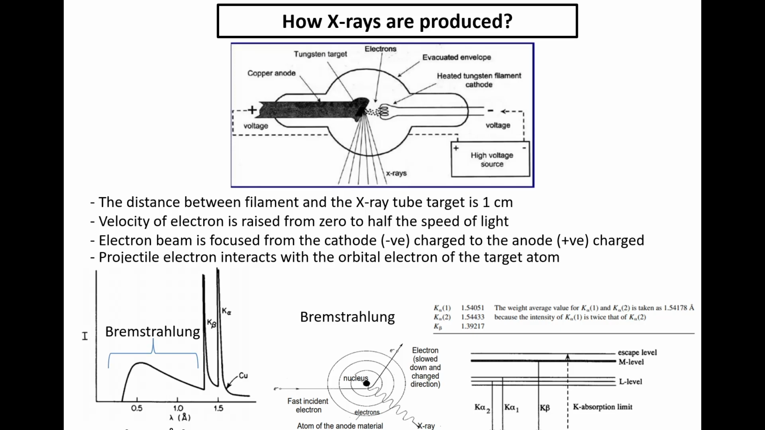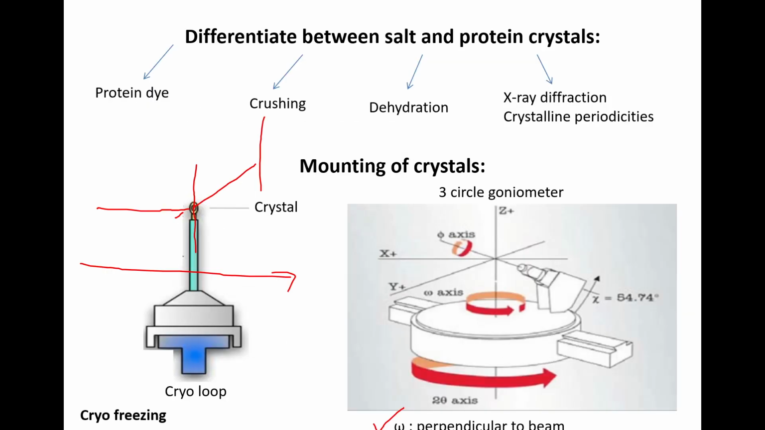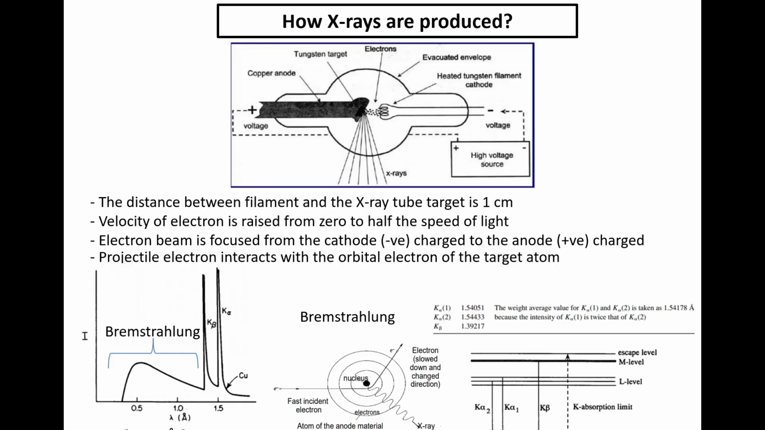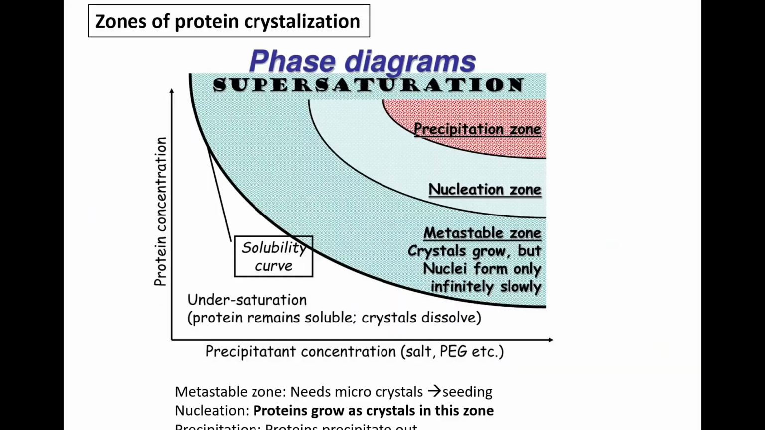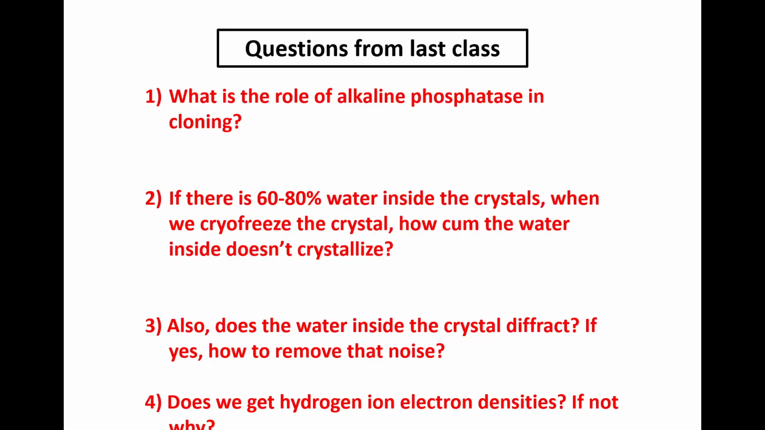Now we are moving to the X-ray source. What we have discussed till now is the overview of X-ray crystallography. Now we are digging deeper into it. I have said that X-ray is coming from a source. Now you should have a question in your mind: how are the X-rays produced, what is the source from where these X-rays are coming. We will be discussing that. Before that, I had some questions.